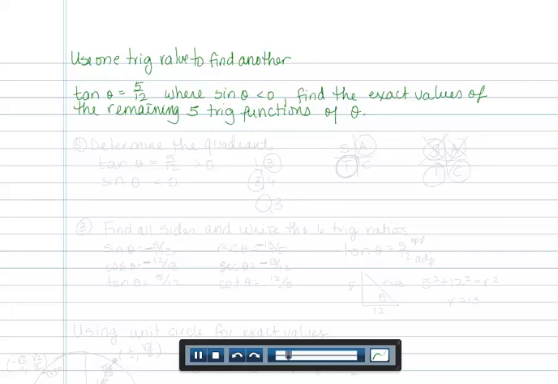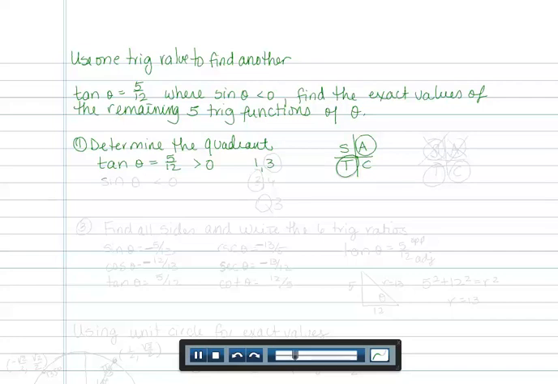Alright, so the first thing you need to do is determine the quadrant. Well, what you do is you play Blue's Clues. You have tangent theta equals 5 over 12. That means that the number is greater than 0. Well, you think back to All Students Take Calculus, and you ask yourself, where is the tangent positive? Well, I know the tangent is going to be positive in the first quadrant. Everybody's positive in the first quadrant. And the tangent is going to be positive in the third one. So I have 1 and 3 as my clues.